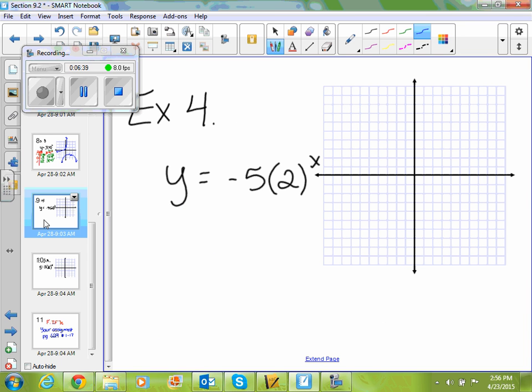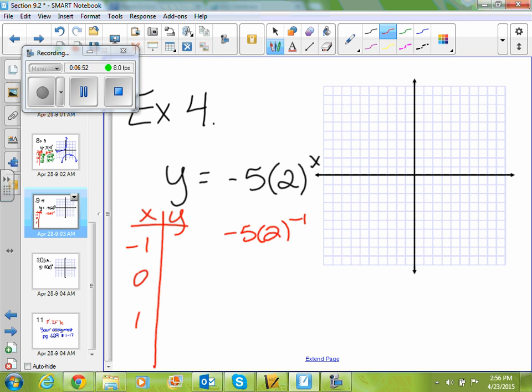Okay, so if I look at example 4, negative 5 times 2 to the x exponent, negative 1, 0, and 1. So negative 5 times 2 to the negative 1. Work backwards. What's 2 to the negative 1?